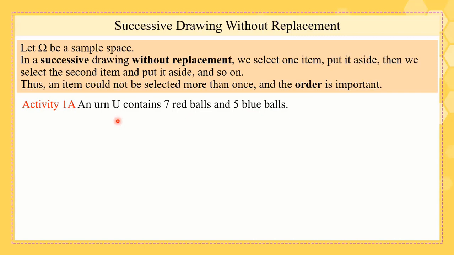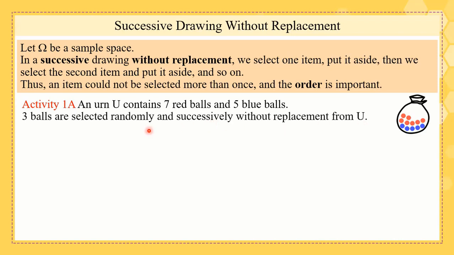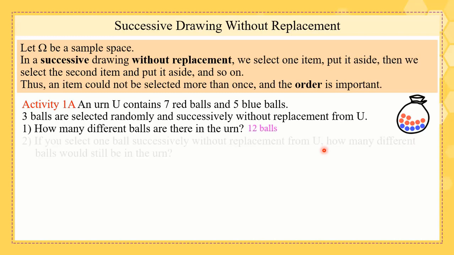Let's see this activity. An urn U contains 7 red balls and 5 blue balls. 3 balls are selected randomly and successively without replacement from U. So we need to choose from here 3 balls successively without replacement. In other words, we choose one ball, we put it aside, we choose another one, we put it aside, and then we choose a third ball. The question is, how many different balls are there in the urn now? How many balls are in the urn? In fact, we have 12 balls.